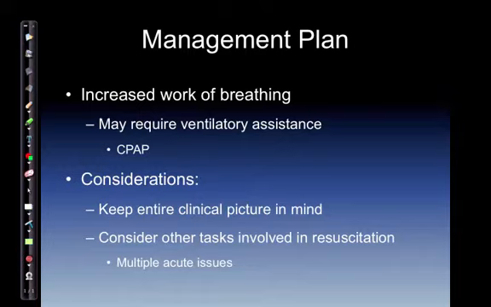The patient who has overdosed on opiates, for example, depressed respiratory drive can often be managed by assisting ventilations with a BVM mask until an appropriate dose of Narcan can be administered. Consider other tasks involved in resuscitation. Multiple acute issues may make it more appropriate to utilize an alternative invasive airway technique that is inserted more rapidly. If they have multiple causes or multiple acute issues simultaneously, getting them ventilated would be the key.